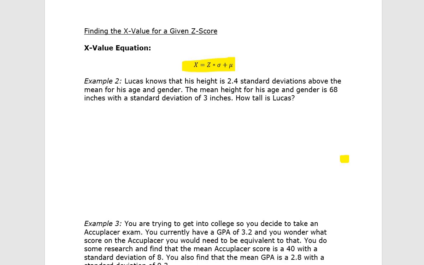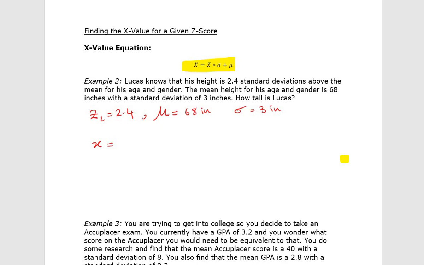Lucas knows that his height is 2.4 standard deviations above the mean for his age and gender. The mean height for his age and gender is 68 inches, while the standard deviation is 3 inches. So let's jot down what we have. We have the z-score for Lucas, which is 2.4 standard deviations. Of course, it's positive, so it's above the mean. And we know that the average height for his age and gender is 68 inches, and the standard deviation is 3 inches. We need to compute his height, which is the x value in this case.